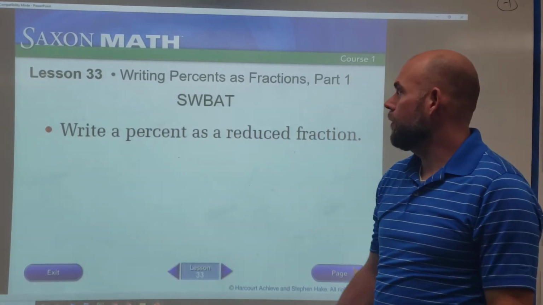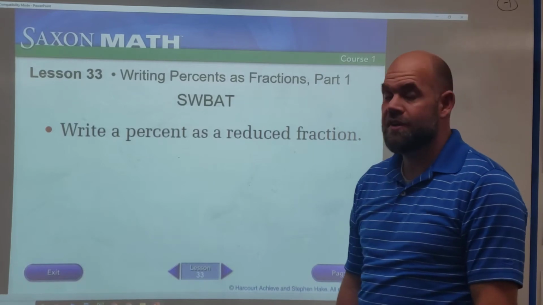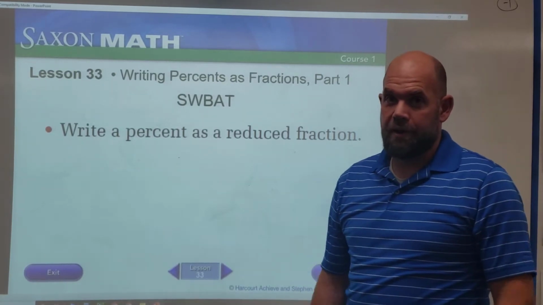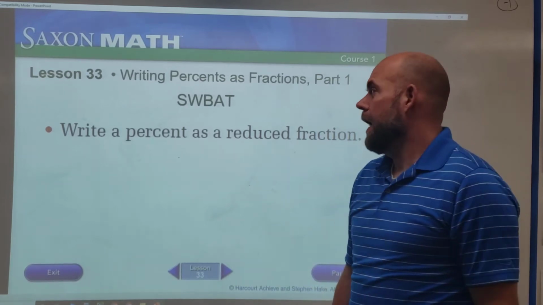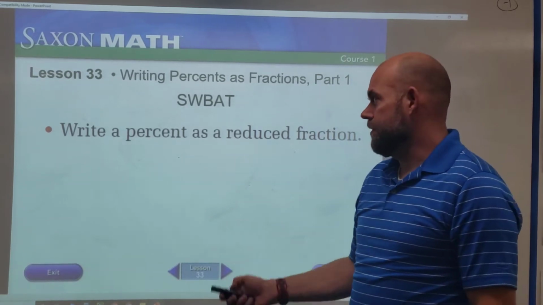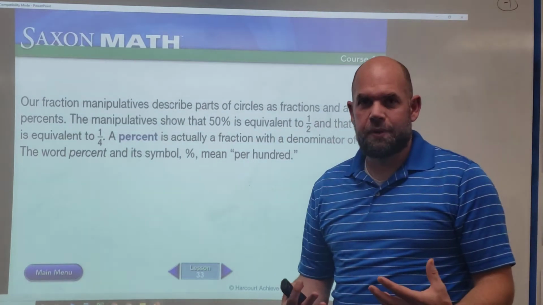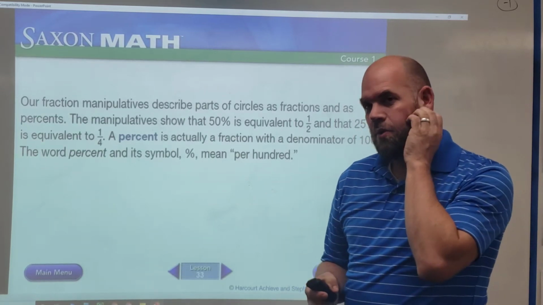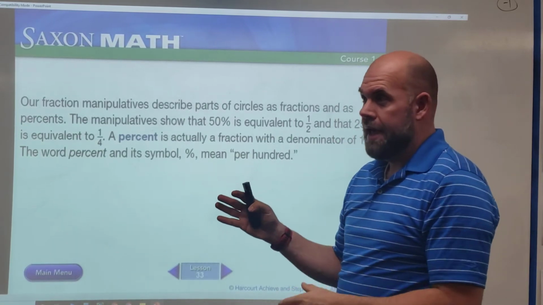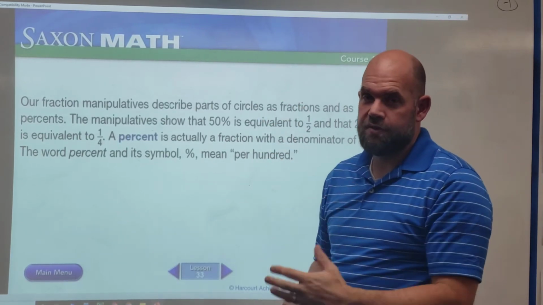Today we're going to do Saxon Math lesson number 33. This is on writing percents as a fraction, part 1, which means we're going to keep working on this throughout the term, but today we're going to get started with the basic stuff. We've done this before with fraction manipulatives. I think in investigation 2 we started looking at that with taking a circle, and if we cut it in half, we could write it as 1/2, or we could do it as 50%.